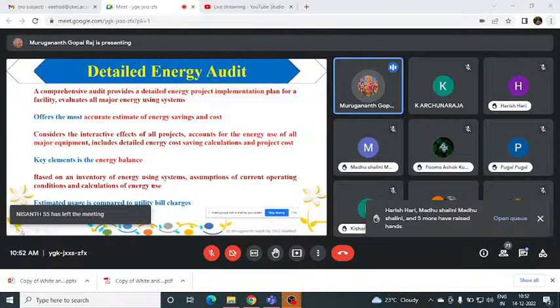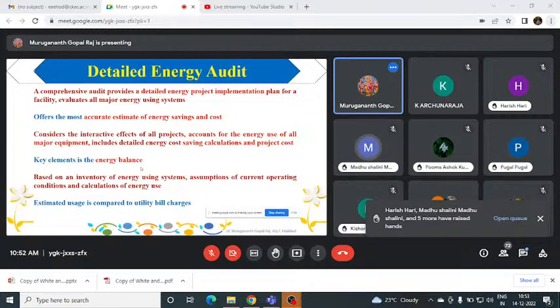Then the last one is the detailed audit. The main key element of a detailed audit is called energy balance. That is, what is the quantity of energy input you give and what is the energy quantum of output you get. So in between input and output, you have the losses. So how effectively the losses can be minimized, such that for the same input, output is maximized, right? So that the efficiency of the system goes up.